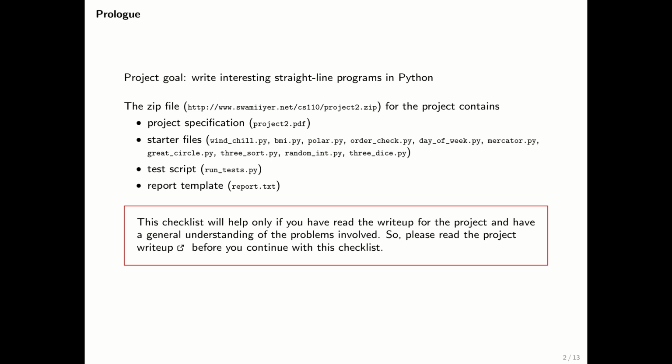Now, this video is going to be helpful only if you have read the write-up for the project and have a good understanding of the problems involved. So please make sure that you read the project write-up before you continue watching this video.